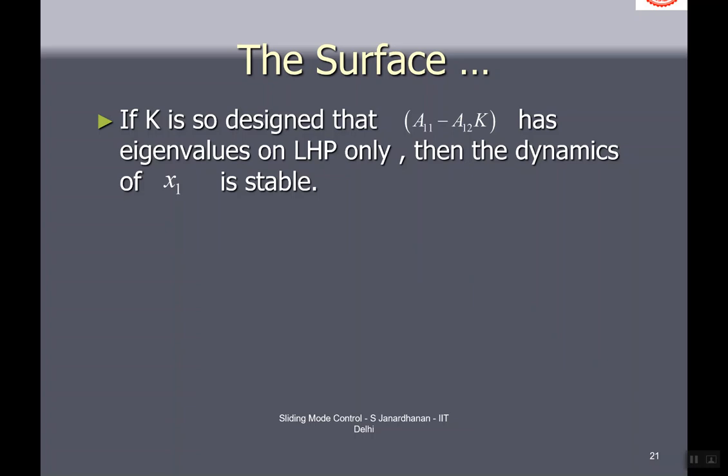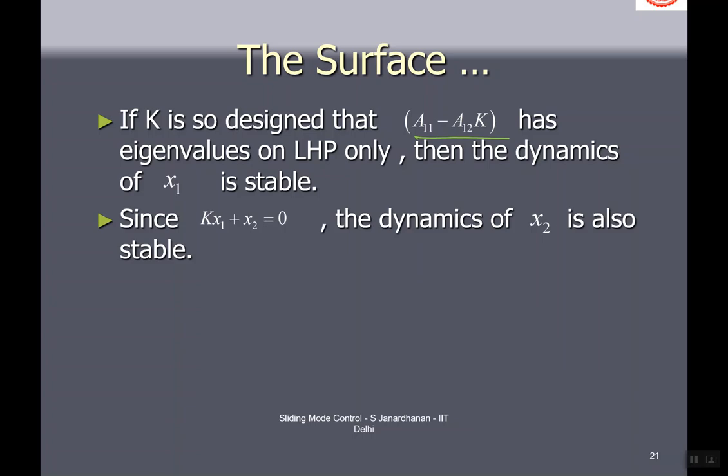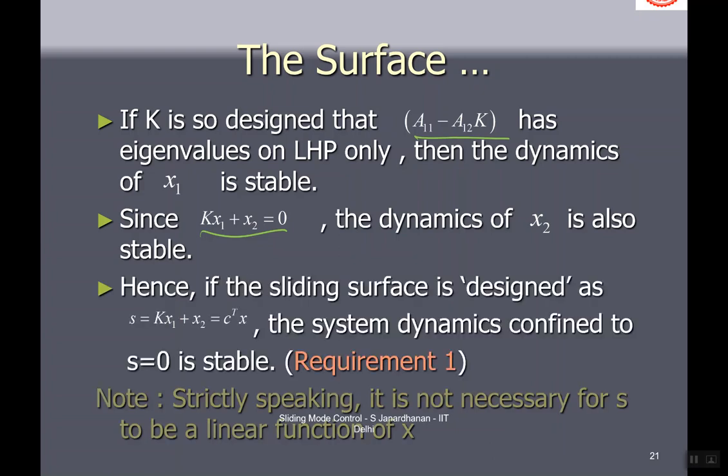So how to design the surface? If k is designed so that the eigenvalues of a11 minus a12k are only on the left half plane, obviously the system with x1 will be stable, but x1 and x2 are related by this linear relationship, so the dynamics of x2 will also come out to be stable. We have taken this linear surface, and confined to this linear surface, the system dynamics are stable. So the sliding surface design is clear to some extent.